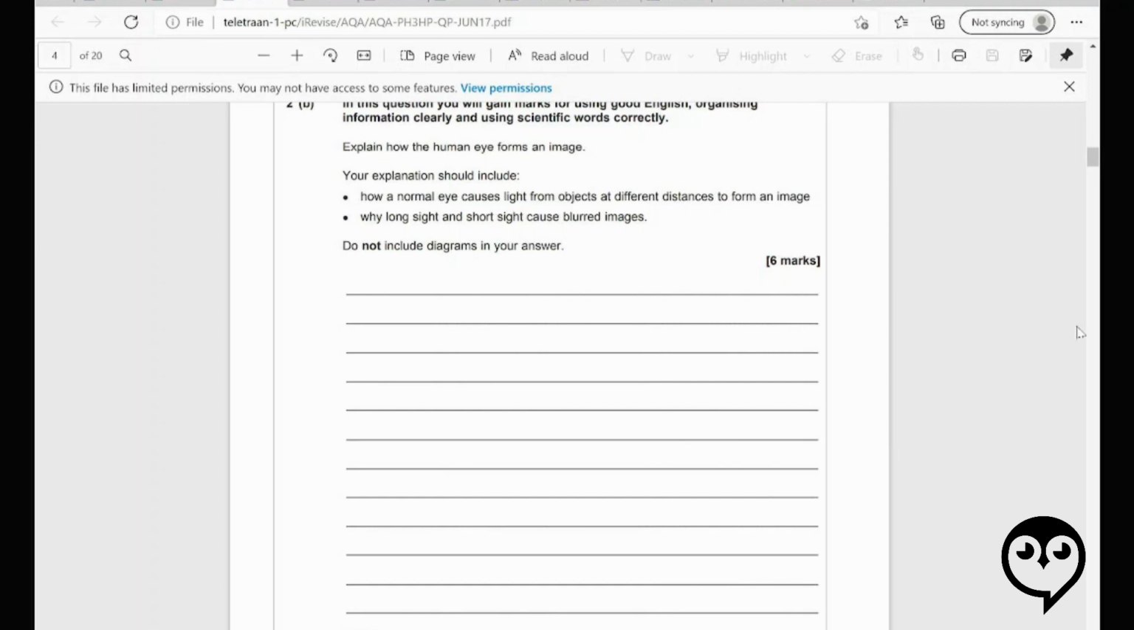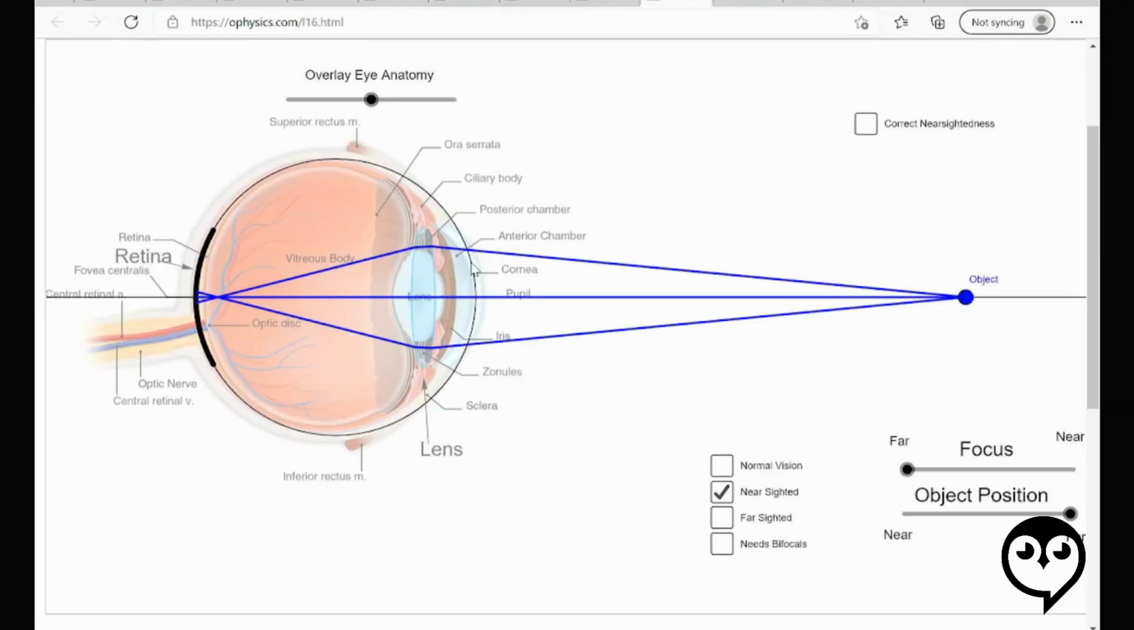Well, I'm going to show you a diagram again from this O physics page. This is the anatomy of an eye. For normal vision, this distant object has a point, and we can see 3 rays coming in through the lens, and the point all meet there on the retina. So you could just explain that light from an object comes in, it is refracted by the cornea and the lens, and it forms an image on the retina. Let's use some of the terminology and body parts here.